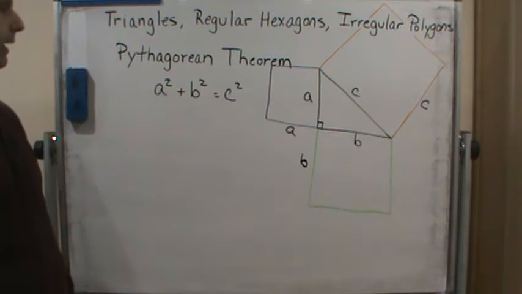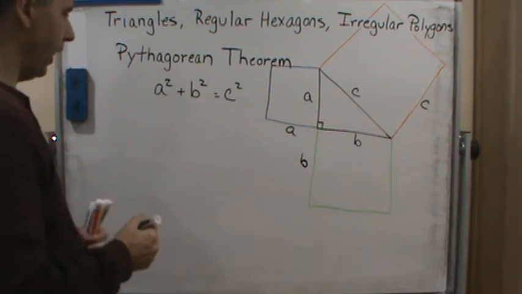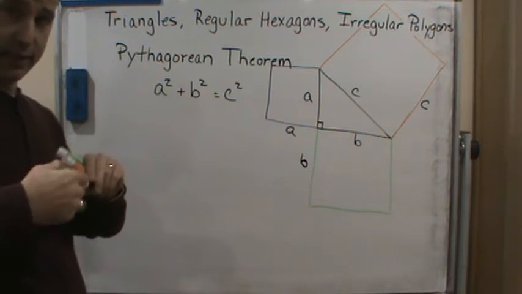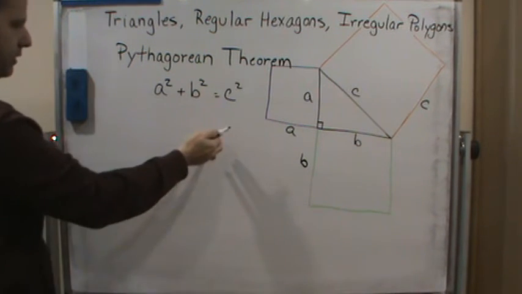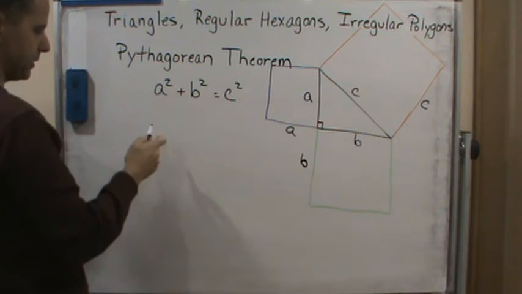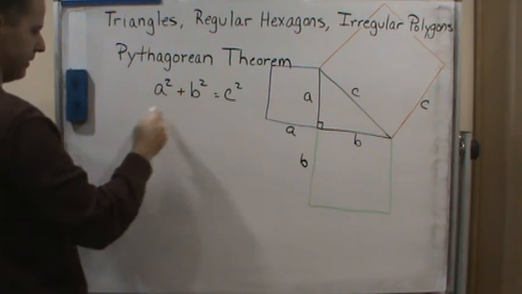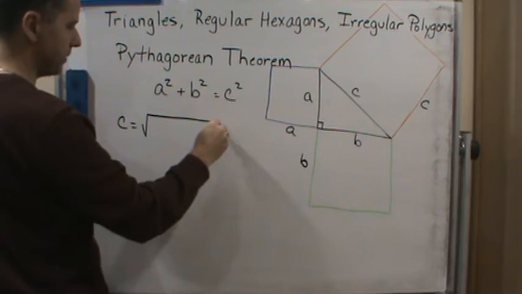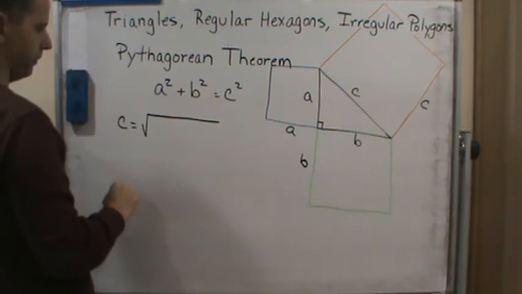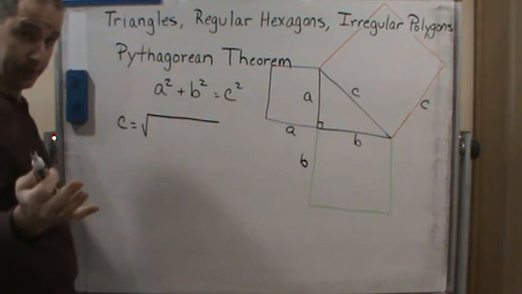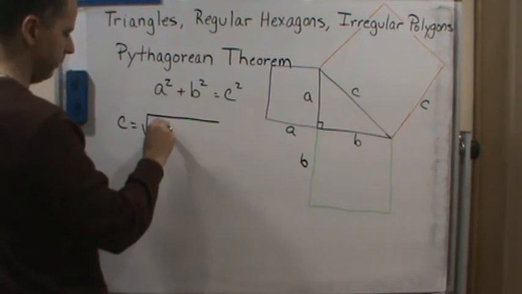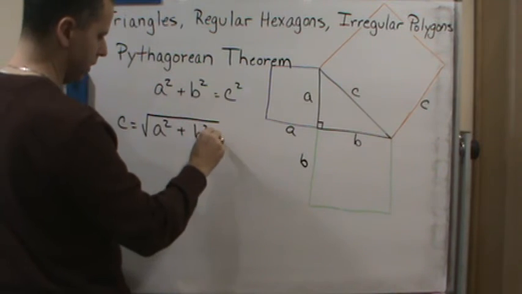Okay? And so now, again, some of the other identities that are also equivalent to this: you could solve this for, for example, C. So based on this idea, C would equal the positive square root, because we're talking about areas, of A squared plus B squared.